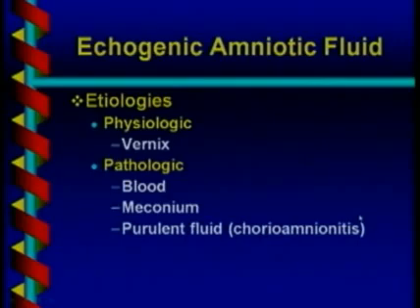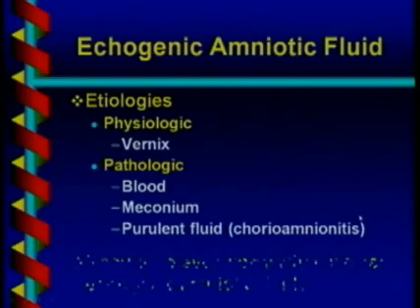One, which is common, is physiologic etiology. Vernix, which are the little white flakes that you see on a baby's skin after it's born, those little flakes break off and float around in the amniotic fluid, causing bright reflectors and bright amniotic fluid. That's physiologic, non-pathological. There are also a number of pathologic causes of echogenic amniotic fluid, including blood, meconium, or pus, purulent fluid, as with chorioamnionitis.